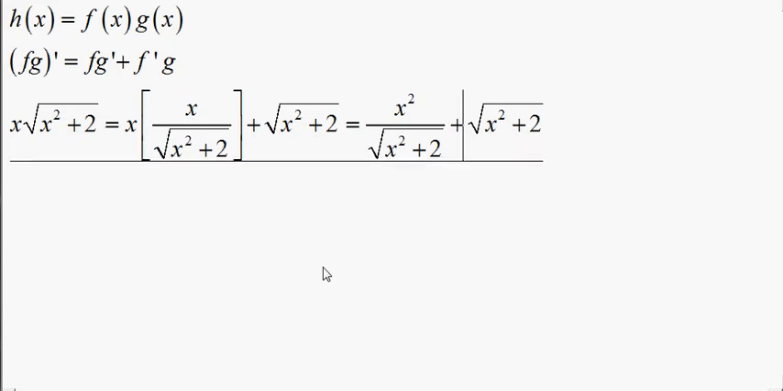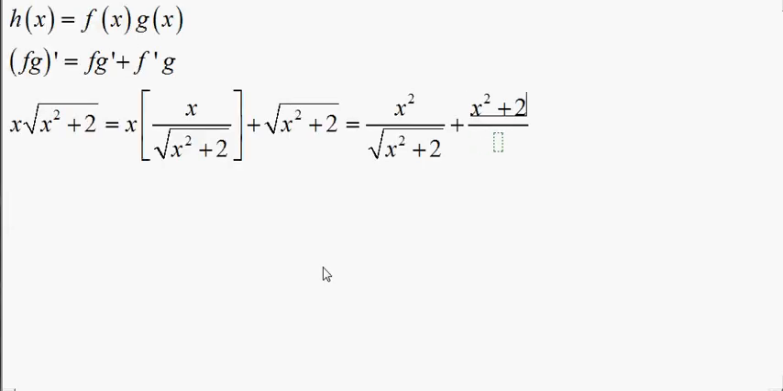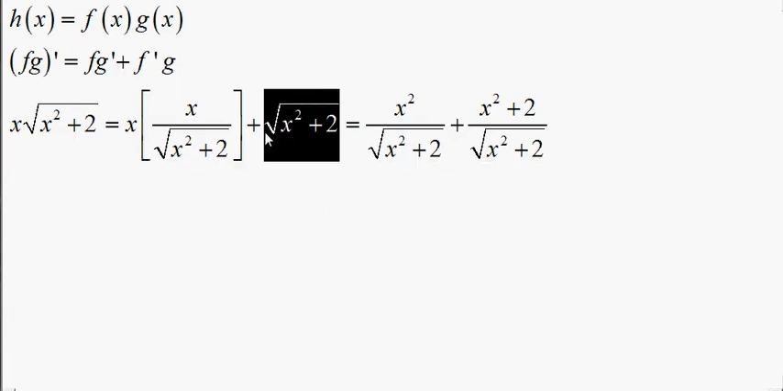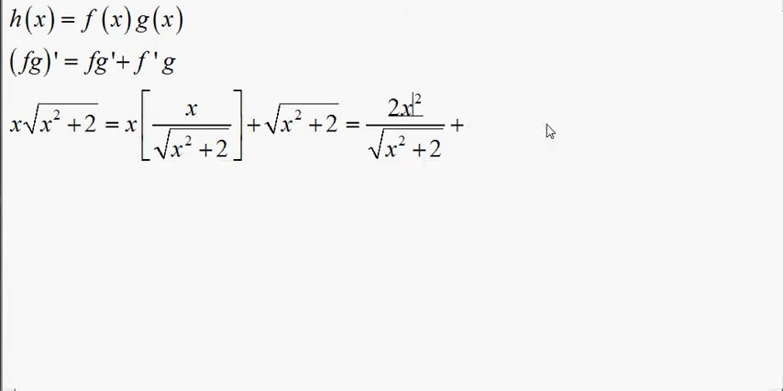You can actually combine fractions here, and if you combine fractions, you get that. That's what you get when you combine fractions. Again, check, because you're going to have to multiply this term, top and bottom, by the square root of x squared plus 2, which makes this the square root of x squared plus 2 to the first power. And then when you do that, you can now combine these two, and you get 2x squared plus 2. And that's your derivative. So you see how it gets more complicated.